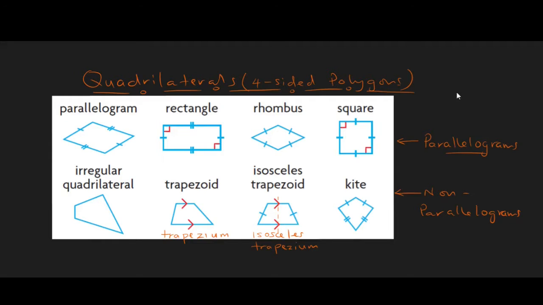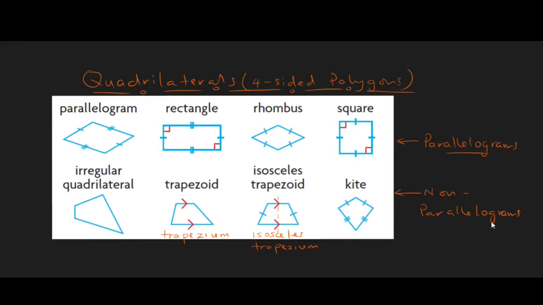This video will discuss quadrilaterals, or four-sided polygons. Basically, quadrilaterals can be divided into two main groups. The first group are parallelograms and the second are not. So for example, in the parallelogram group, we have the parallelogram, rectangle, rhombus, and square.